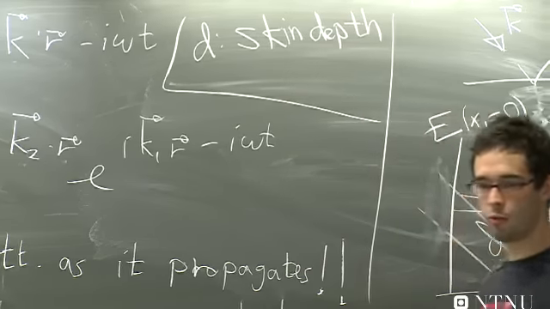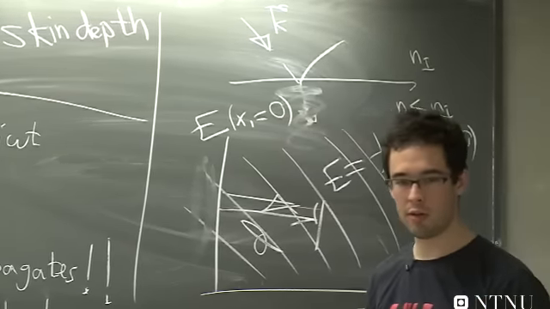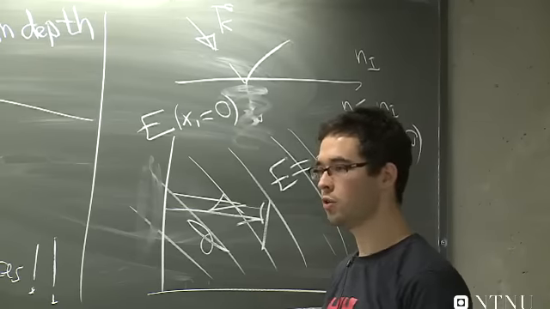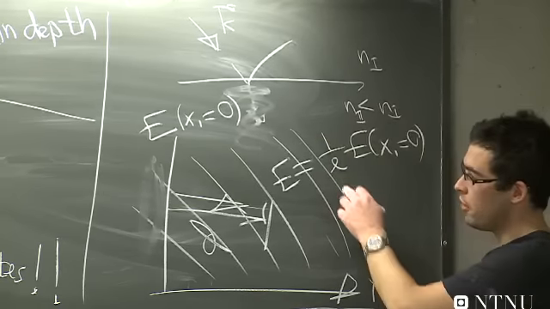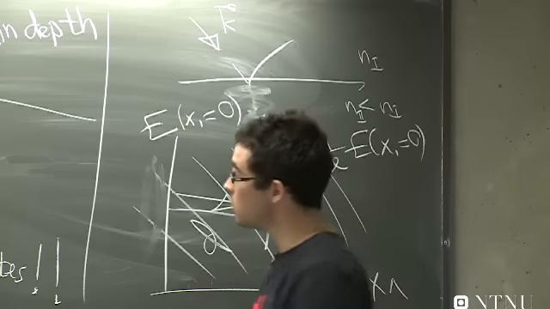So it tells us if we shine some sort of light, or radio waves, whatever, on a conductor, how far does it go into the medium before it's reduced by a factor 1 over e. And it's simply 1 over k2.